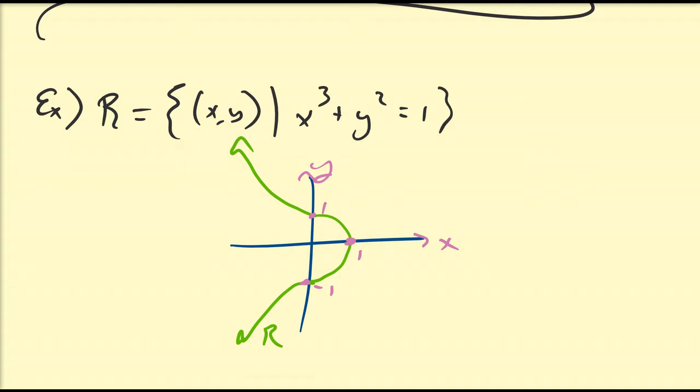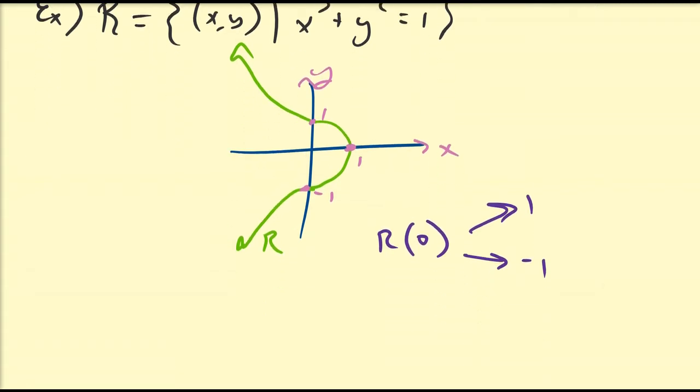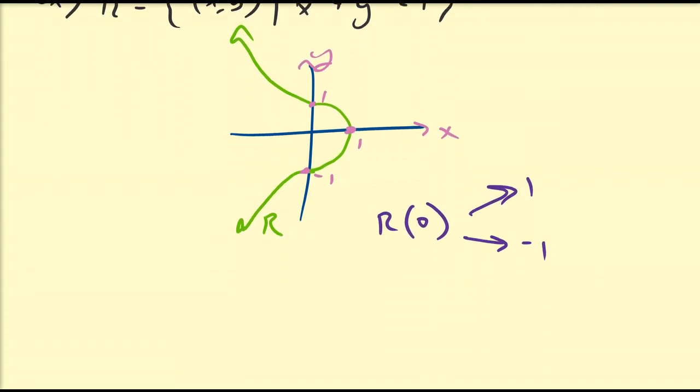Now, is this relation a function? No. Is this relation one-to-one? Yes, and you can verify that. So this relation is not a function, so it's a multifunction, as one can say. So if I say, okay, what is R of 0, right? So R of 0 goes to two values. It goes to 1, and it also goes to negative 1, right? So it's a multifunction.